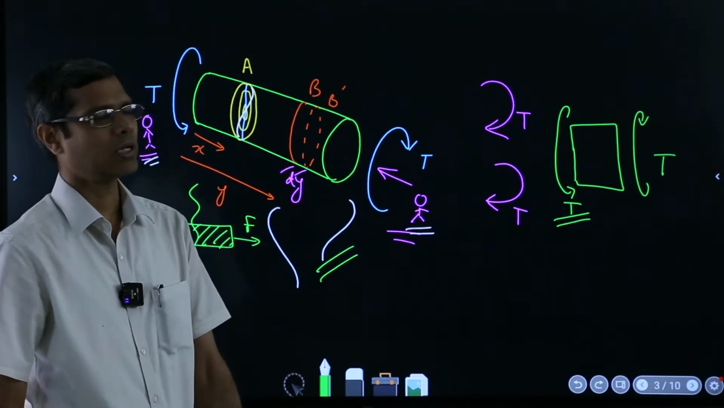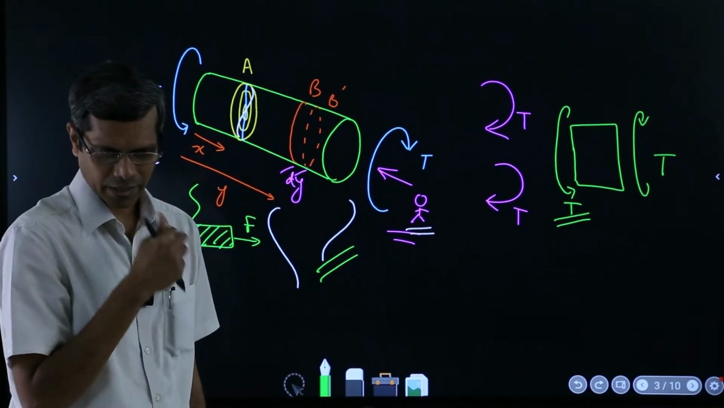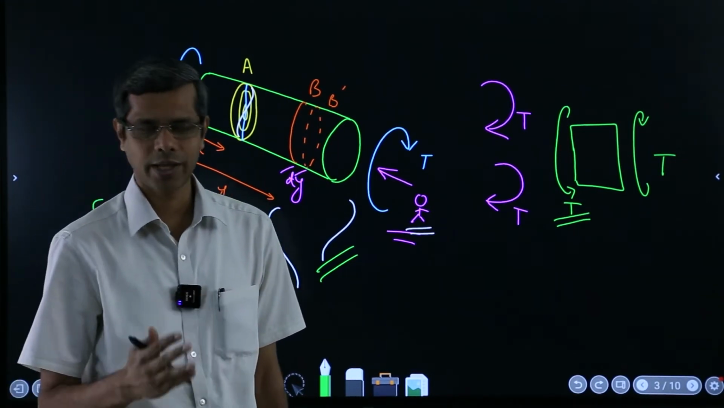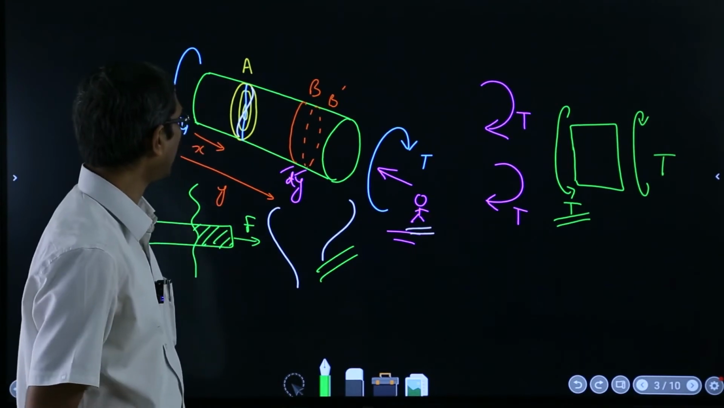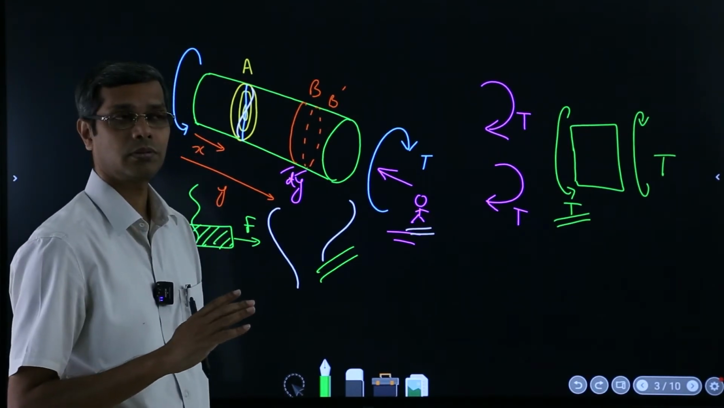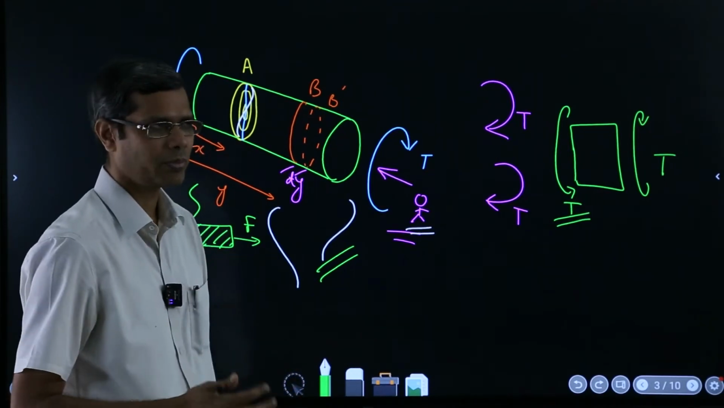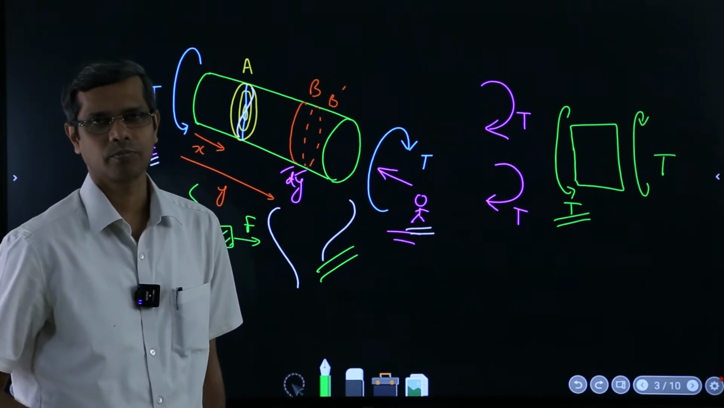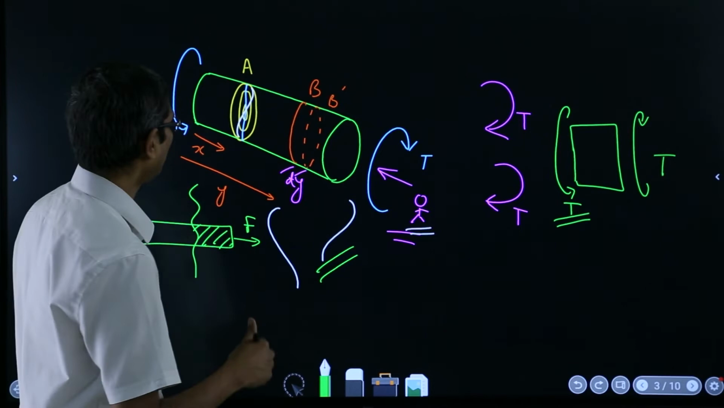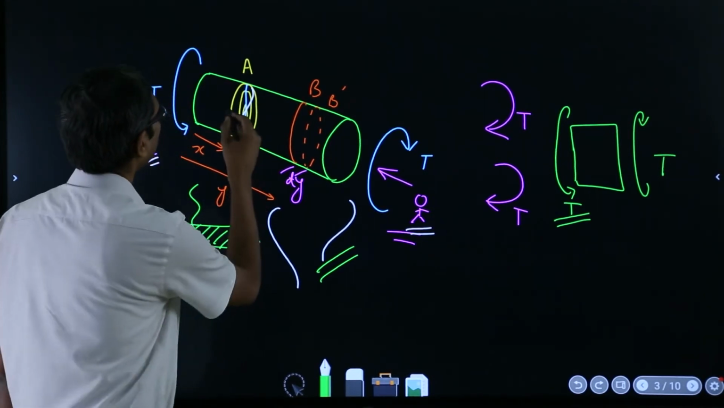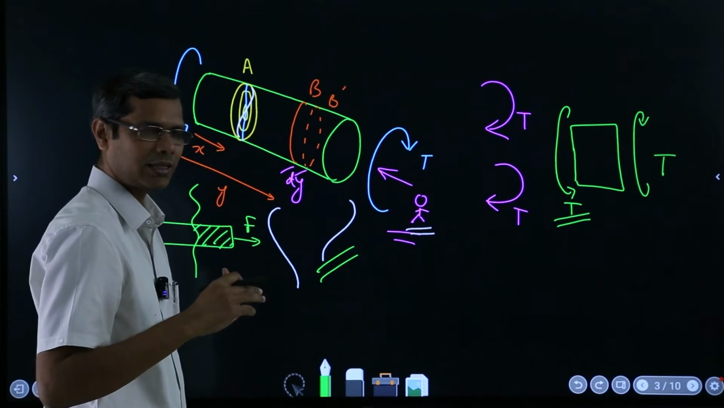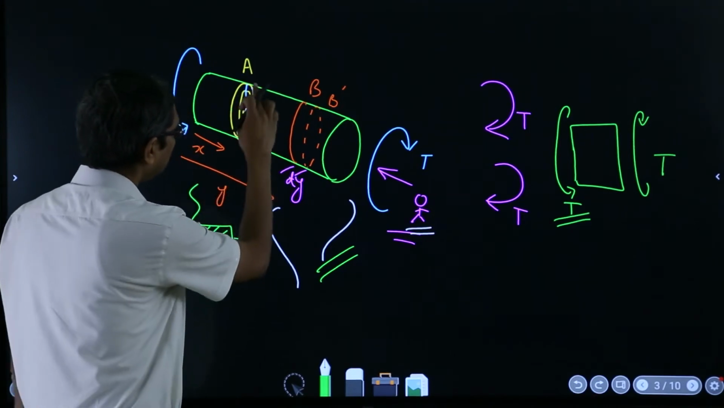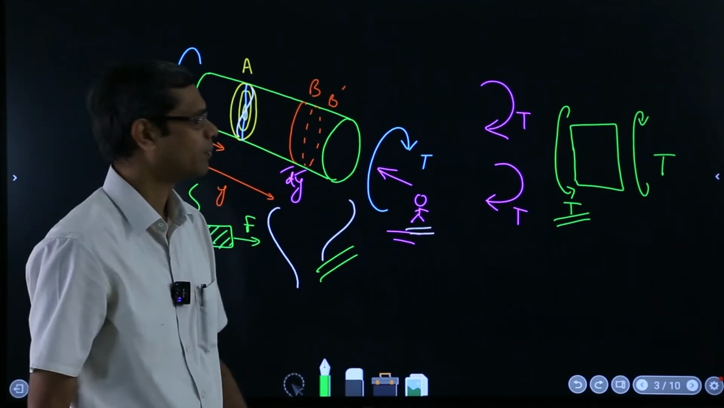So from this what we conclude is all cross sections remain at their axial location where they were before the twist, and the diameters remain straight after that twist also. That means all these concentric circles rotate by the same angle. If this outer circle has rotated by 2 degrees, the innermost circle also would have rotated by 2 degrees. Otherwise this kind of inconsistency will happen.